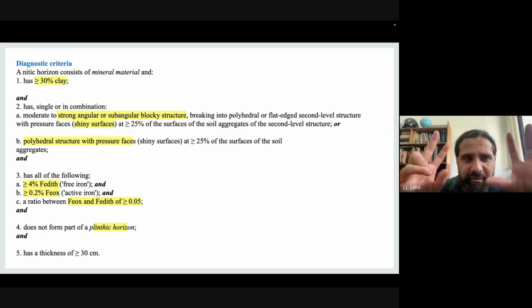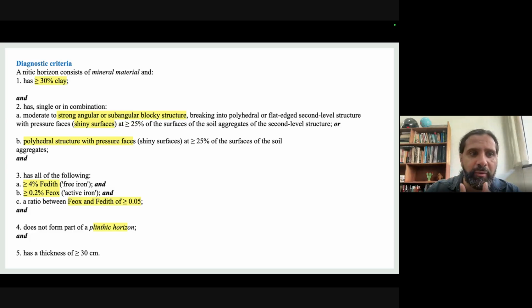So it's a quite easy and fast way to explain these weak, moderate, and strong structures, but basically they are connected to the difference of dust and aggregates that you can take from one specific section of the soil, okay? And because of the high content of clay in the nitic horizon, we must register a moderate or strong angular or subangular blocky structure, okay? And these structures can break into polyhedral or flat-edged second level structures, okay? So you can see some prismatic structures, for example, at secondary level.